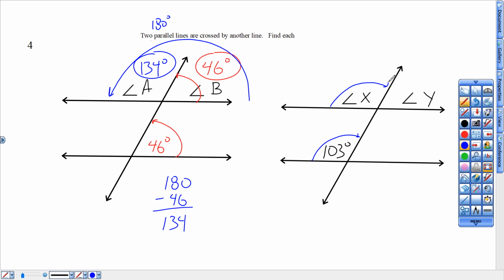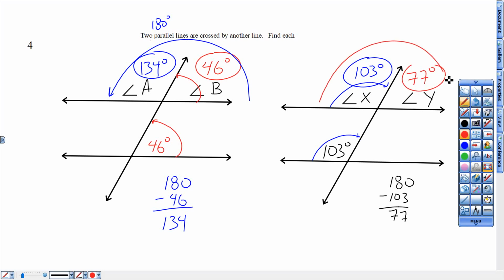So if that's 103, X is automatically 103. And then if I take that 180 again and subtract 103, it will give me what that missing piece has to be to add up to 180. Because remember, this straight angle equals 180. So if I give you a part of that 180, we want you to be able to do the math to find that other part that you're missing. All right, here we go.